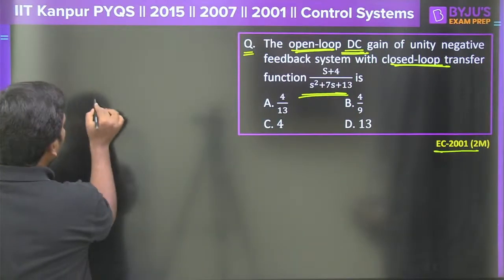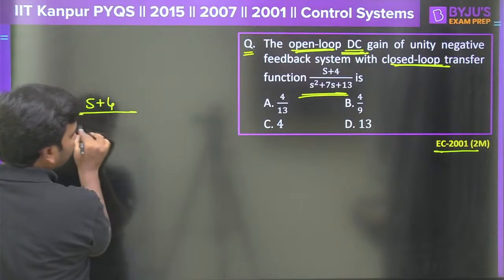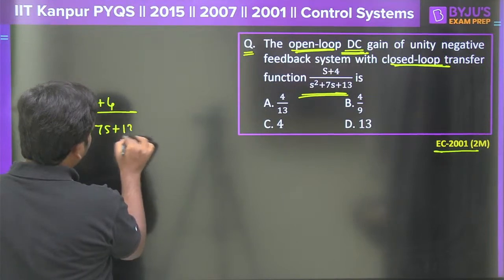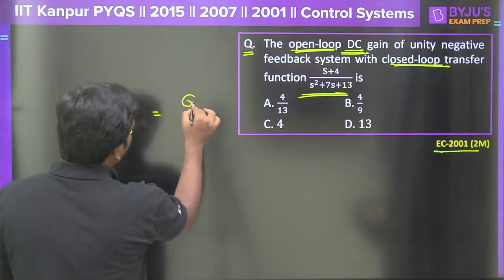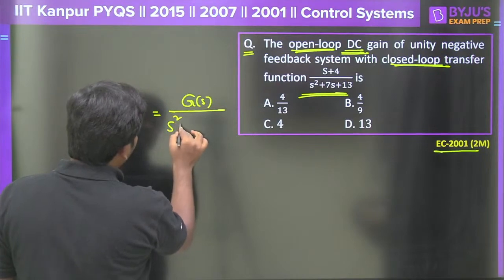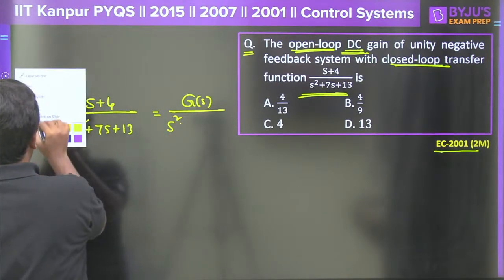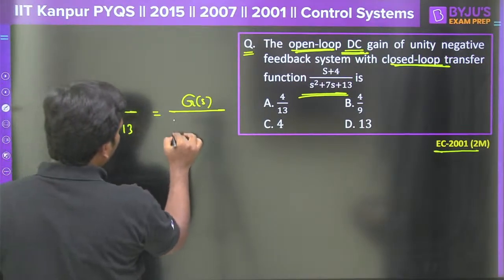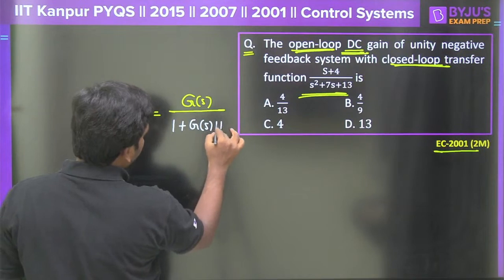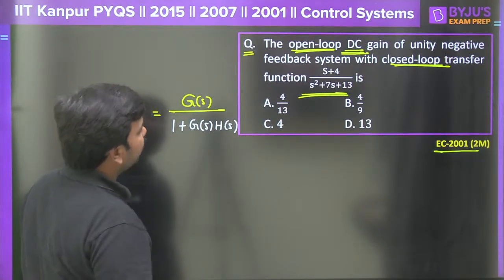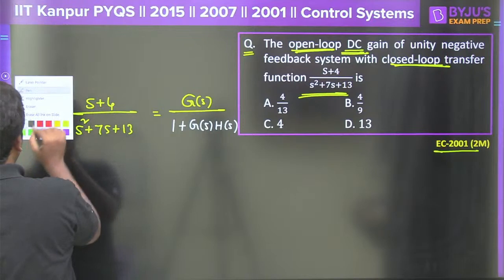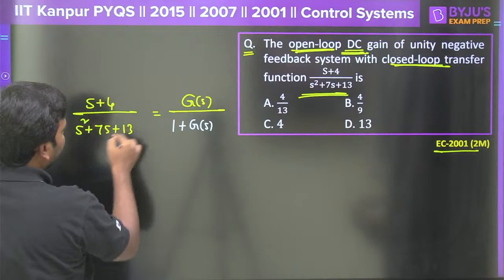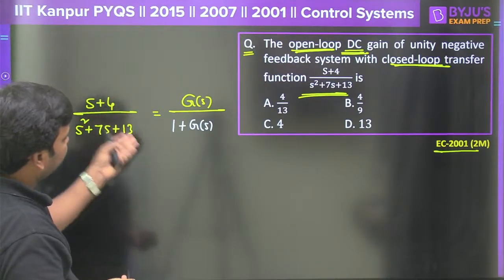So from this, how do we write the closed loop transfer function? (s plus 4) divided by (s square plus 7s plus 13). This must be written like g of s divided by 1 plus g of s into h of s first. Clear? And it was mentioned unity feedback, which means h of s is equal to 1. So straight away I can take h of s equal to 1. You must be very careful with these things. That is (s plus 4) divided by (s square plus 7s plus 13) is equal to g of s divided by 1 plus g of s.